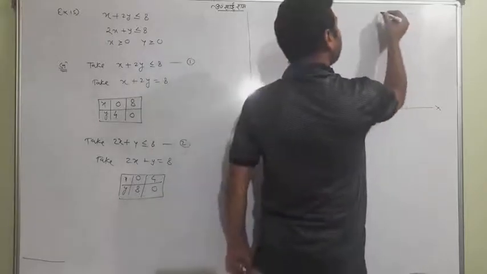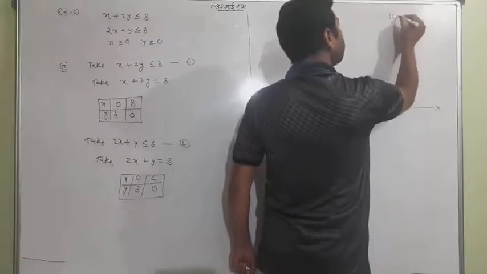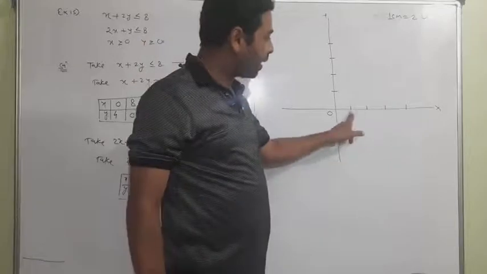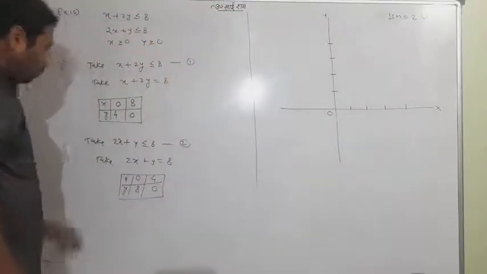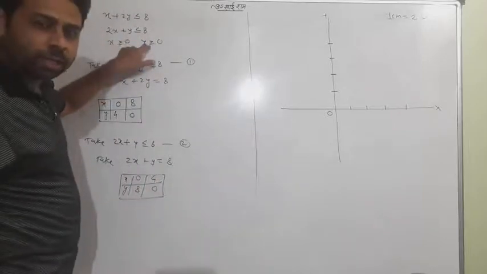And I'll write here on both axes 1 centimeter is equal to 2 units. It's my scale. And I'm not specially writing 2, 4, 6, 8. You can understand on your own. Now let me check it out now. 0, 4. Even these two are still remaining. I will take them later.